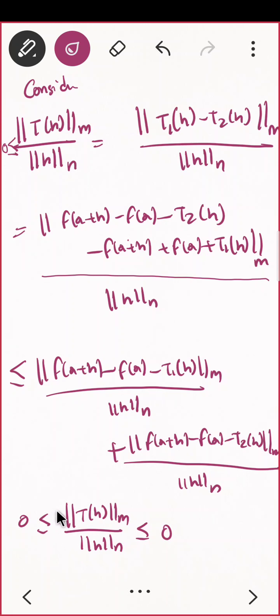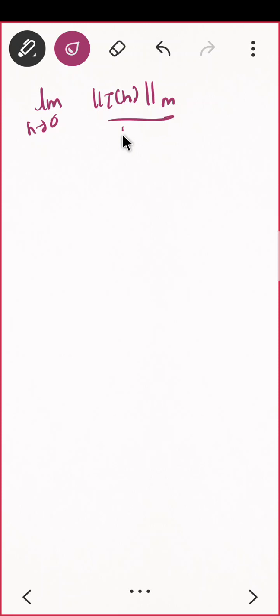And here, when you take the limit as h tends to 0, what can you say now? This limit is 0, so what can you say? Does this give a contradiction? Norm h is a variable, this limit is 0, that means what? See, limit as h tends to 0 of norm of T of h. Does this give a contradiction to you?